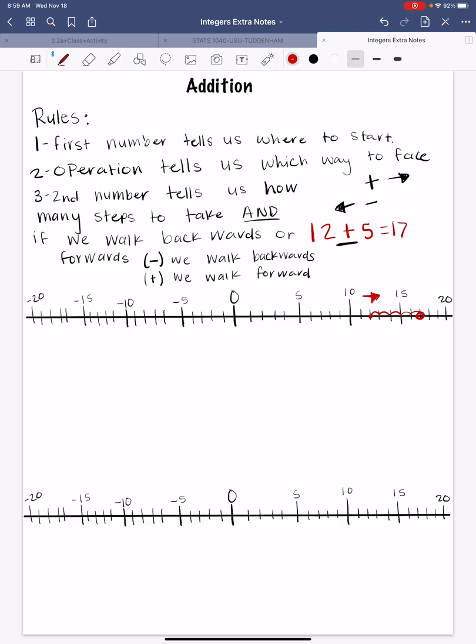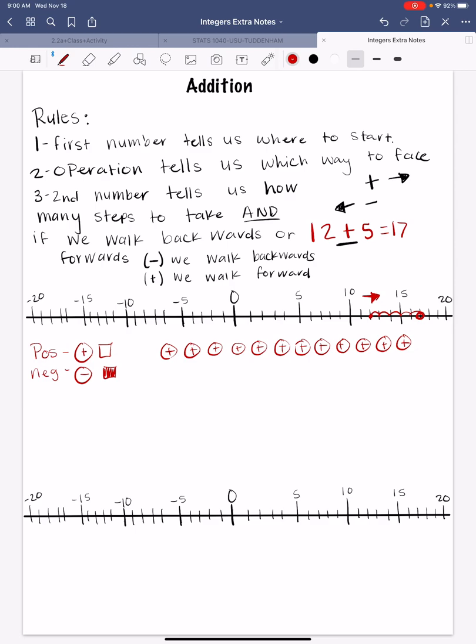So same thing, that first number tells us where to start. We're going to start with 12 positive chips. Remember, our positive chips either look like this or like this, and our negative chips look like this or they're filled in. Make sure that there's a difference between your positive and your negative chips. Okay, so we start with 12 positives. 1, 2, 3, 4, 5, 6, 7, 8, 9, 10, 11, and there's 12.